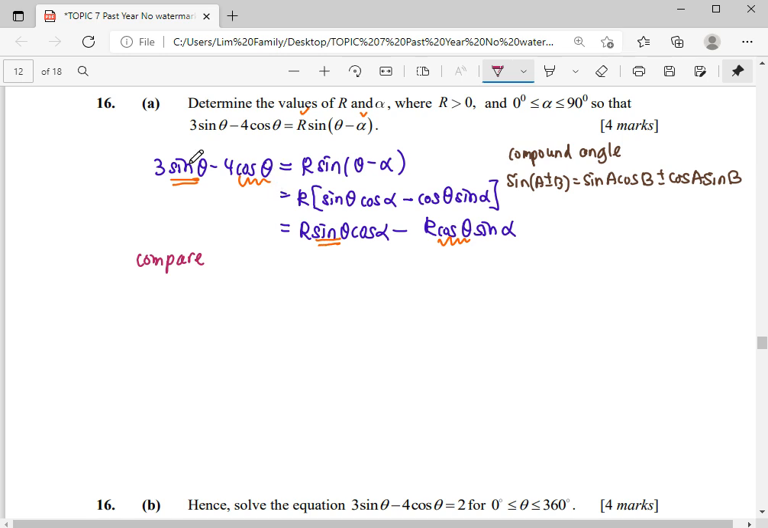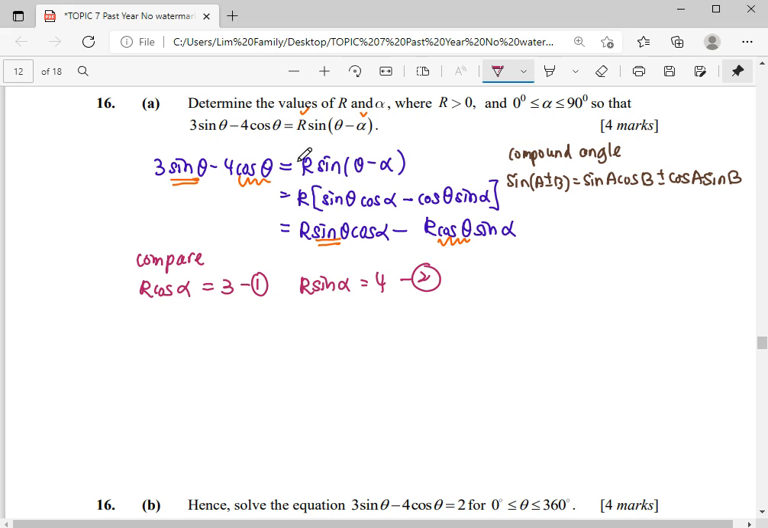When we compare, the coefficient of sine theta is 3. This means that R cos alpha is 3, because the coefficient for sine theta is R cos alpha, and it equals 3. The operation is the same, minus. Then for the next term, we compare cos theta. The coefficient for cos theta is R sine alpha, so R sine alpha equals 4. So we have two pieces of information to find R and alpha.